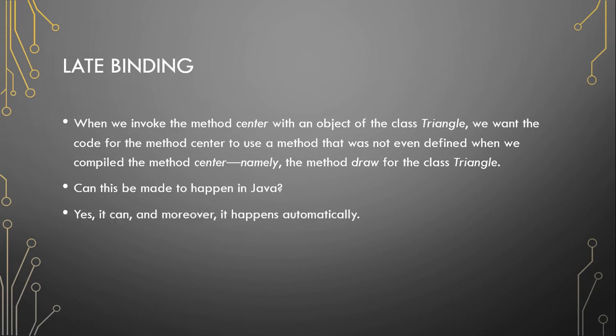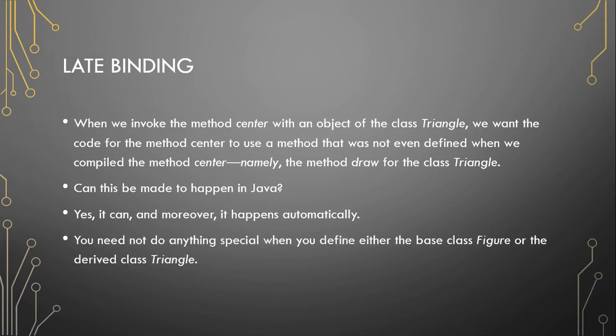Well, of course it has to. And the nice thing about Java is that it does this automatically. We don't have to write any special code. It's pretty much just going to be like a lot of what we've been doing. I would just go ahead and write my code for the figure class, write my code for my individual shapes, and I just have to call those appropriate methods. We don't need anything special after we define either the base class figure or the derived class triangle, just like we did in the previous chapter: base class, derived class, extends.